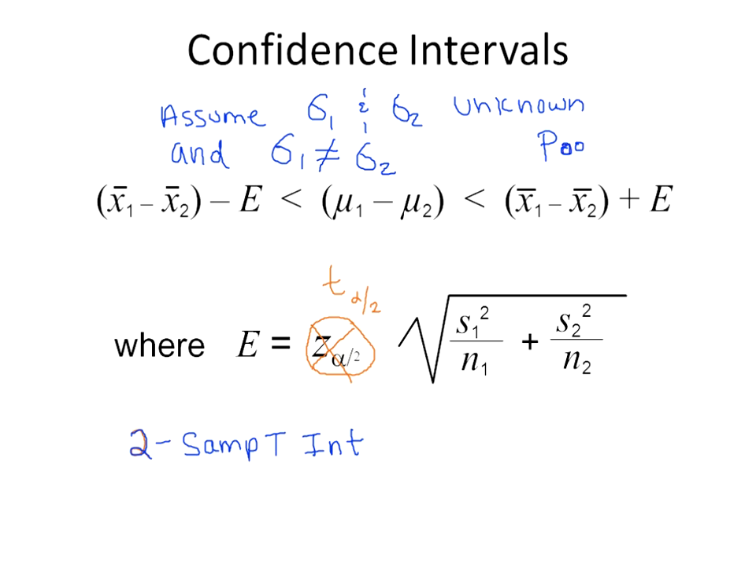So when you get to the question where it's asking you for pooled, you're going to say no. There is, I think, one homework problem where it says sigma 1 equals sigma 2. So if it tells you specifically that the population standard deviations are equal, then you say yes to pooled. Okay, so when you're using this confidence interval formula, it's going to be a 2 sample T interval.